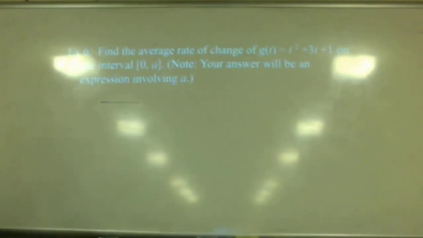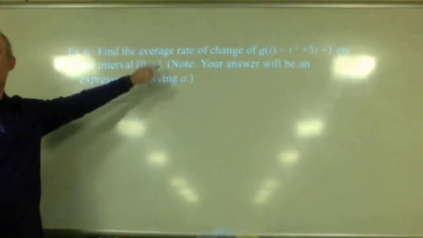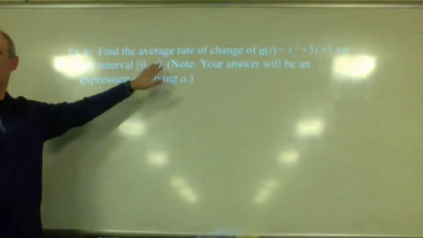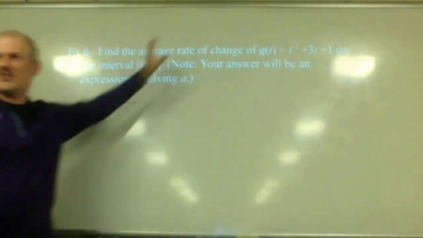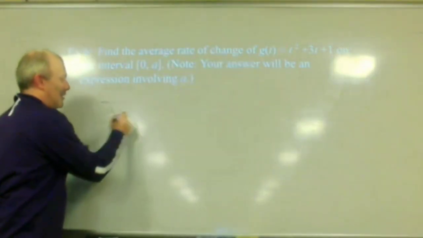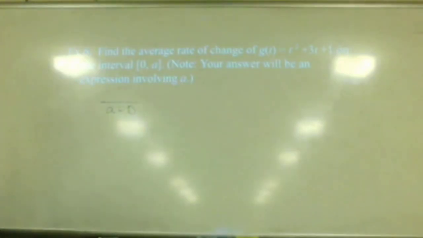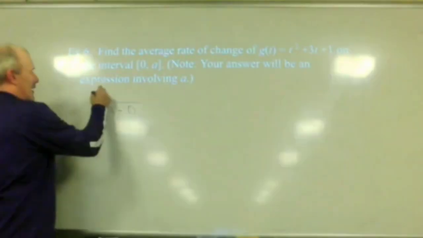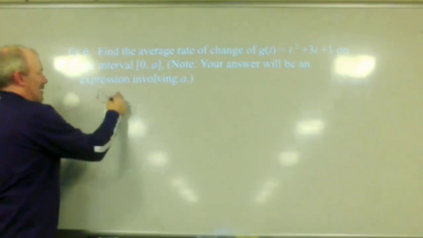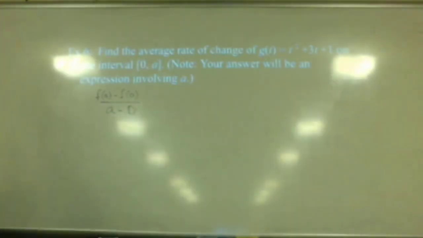So which one of these do we know has to be bigger just because of where it's located in the interval notation? The A has to be bigger, right? Because it's the second number. So on the bottom, we're going to put A minus 0. And on the top, we're going to have F of A minus F of 0, right? So everything is the same that we're going to do until we get to the end, and then we're going to change it.